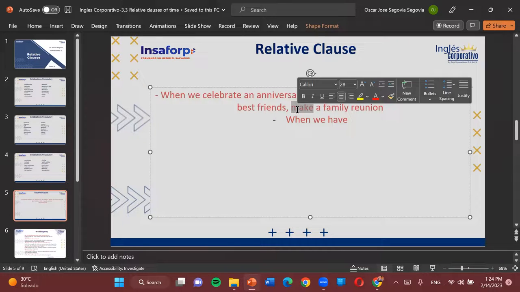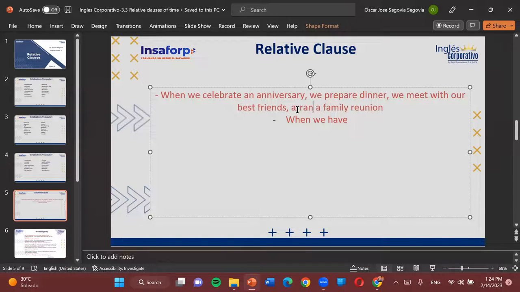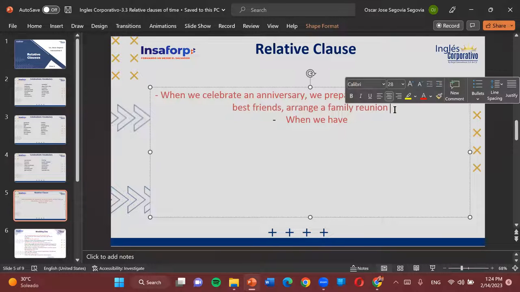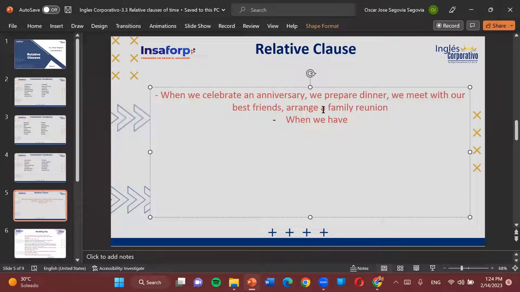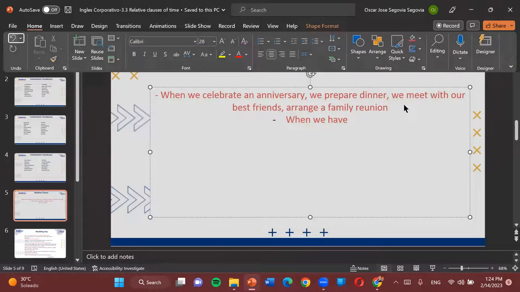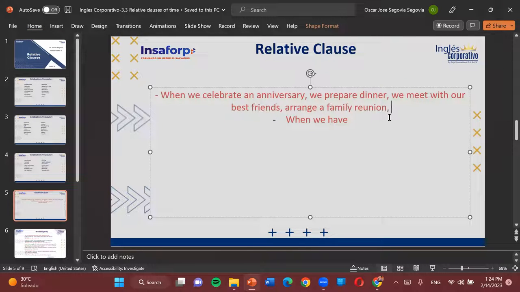También podríamos utilizar en lugar de make, podríamos usar esta palabra, es arrange. Sí, arrange a family reunion. La diferencia con make and arrange es que en arrange es como ustedes tienen que preparar, ¿verdad? La invitación y todo. Entonces, por eso se llama arrange. Sí. So, arrange a family reunion. What else can we do when we celebrate an anniversary? Una opción más. Algo más que se pueda hacer a la hora de celebrar un aniversario.